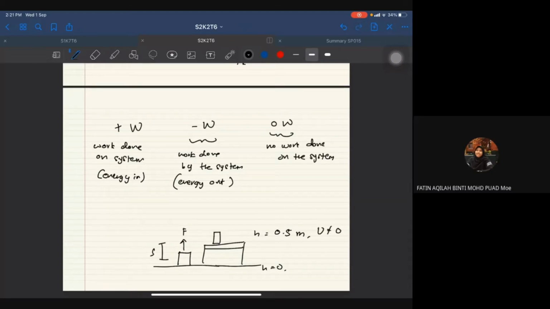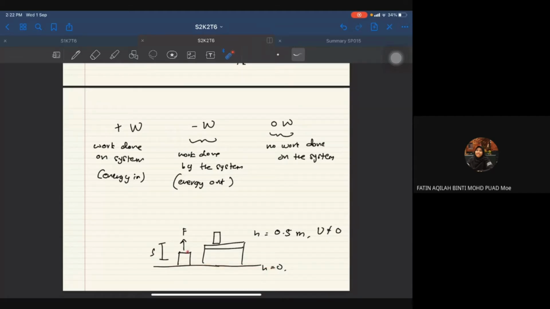Okay, maksudnya kan, kalau objek ni dekat bawah, tak ada work done on this object, the box will remain at its own place lah, dia akan remain kat situ. Tak ada potential energy sebab dia dekat base kan, so dia tak ada bergerak lah.